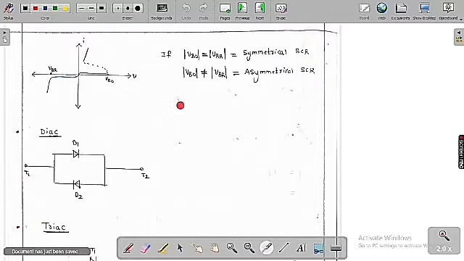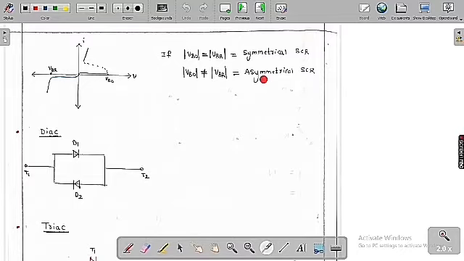Otherwise, if both are not equal, then we are going to call it the asymmetrical SCR. Asymmetrical SCR simply means it is only a thyristor, where the forward blocking voltage magnitude is not equal to the reverse blocking voltage. If it is equal, we call it a symmetrical SCR. If it is not equal, we call it an asymmetrical SCR. So basically it is only one thyristor.